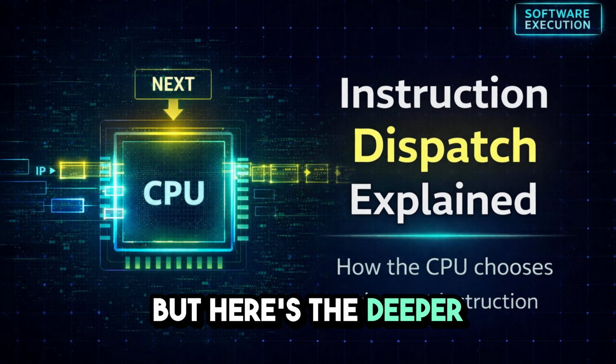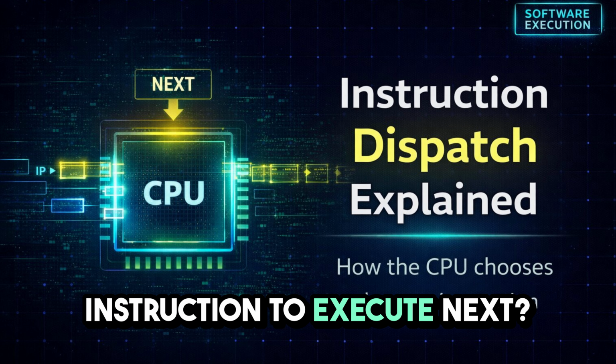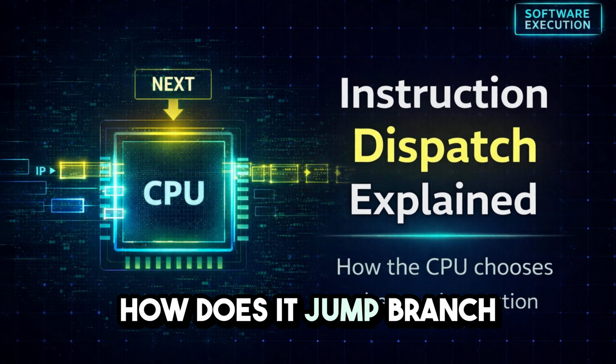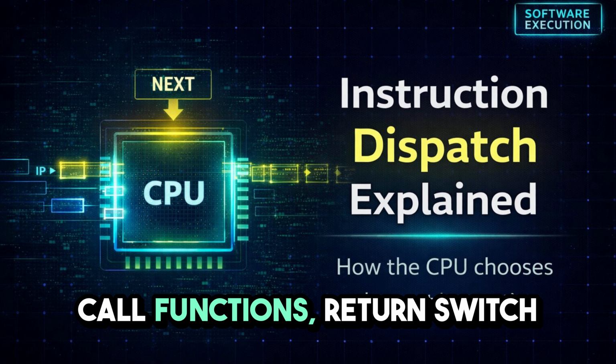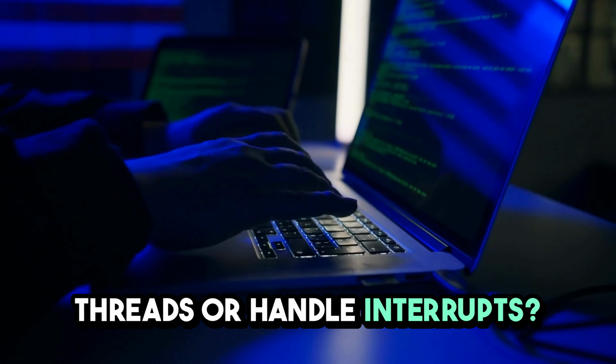But here's the deeper question. How does the CPU know which instruction to execute next? How does it move from one instruction to another? How does it jump, branch, call functions, return, switch threads, or handle interrupts?